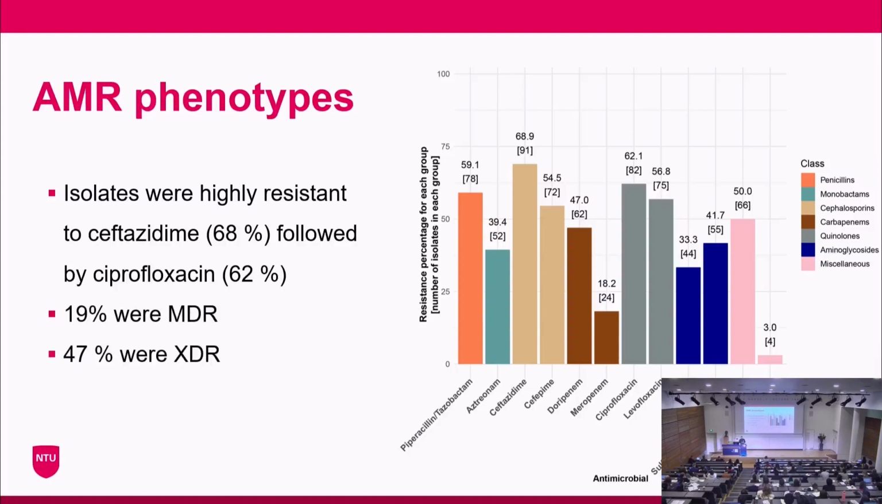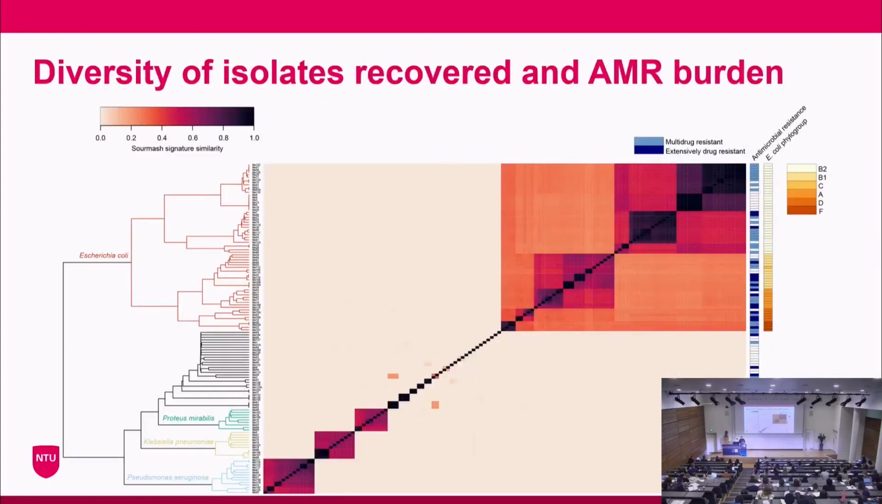Luckily, 68 of the isolates were highly resistant to ceftazidime, followed by ciprofloxacin. 90% were multi-drug resistant, and 47 were extensively drug resistant. The isolates were highly resistant to quinolones and beta-lactams because they are commonly prescribed in clinical settings. According to this map, the majority of isolates were uropathogenic E. coli, and the other isolates included Klebsiella, Proteus, Pseudomonas, and other opportunistic ones.